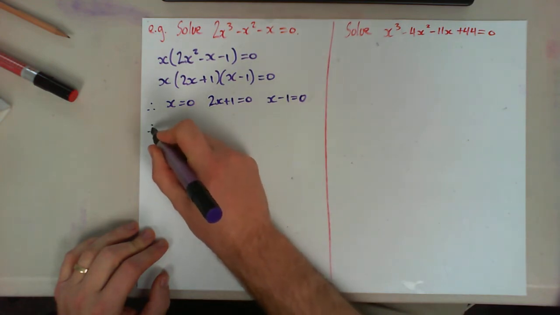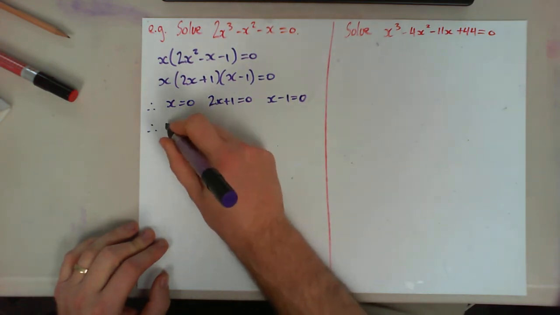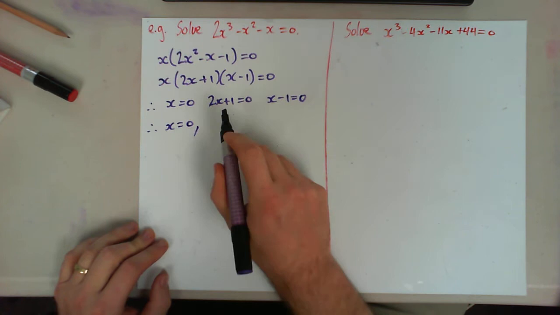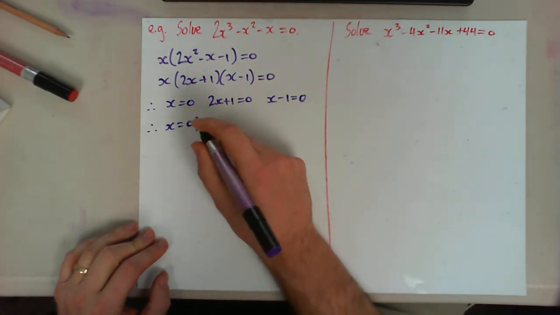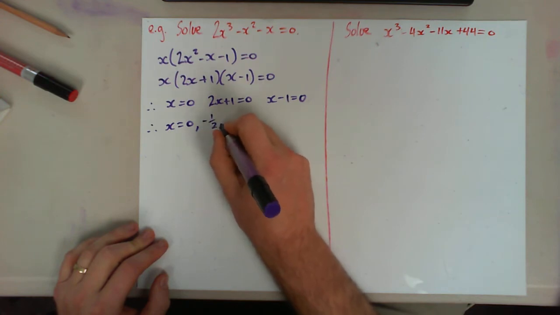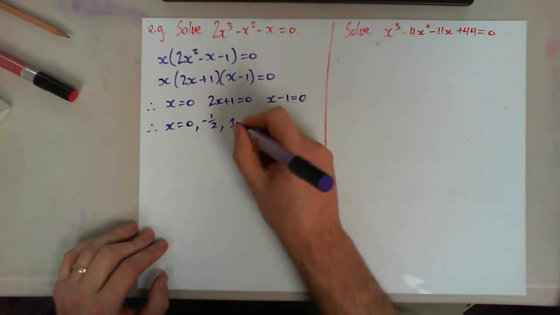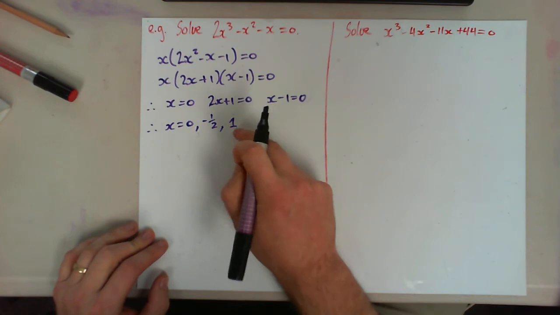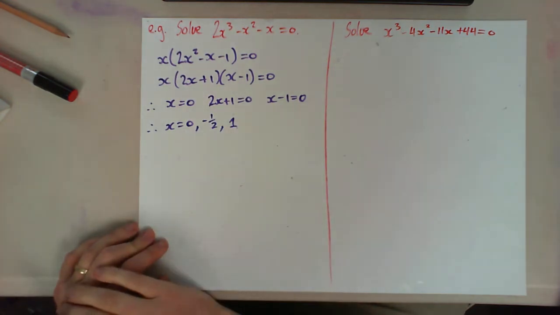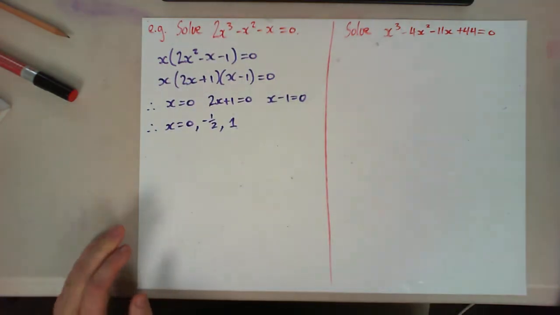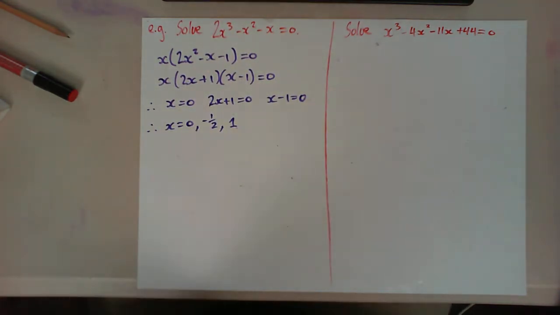This one doesn't change, we still have x = 0. Or we take away 1 and divide by 2, so x = −1/2, or for this one, x = 1, just by switching across to the other side. So we say x = 0, −1/2, or 1. Whilst it looks like we might have to do division of polynomials, we don't.